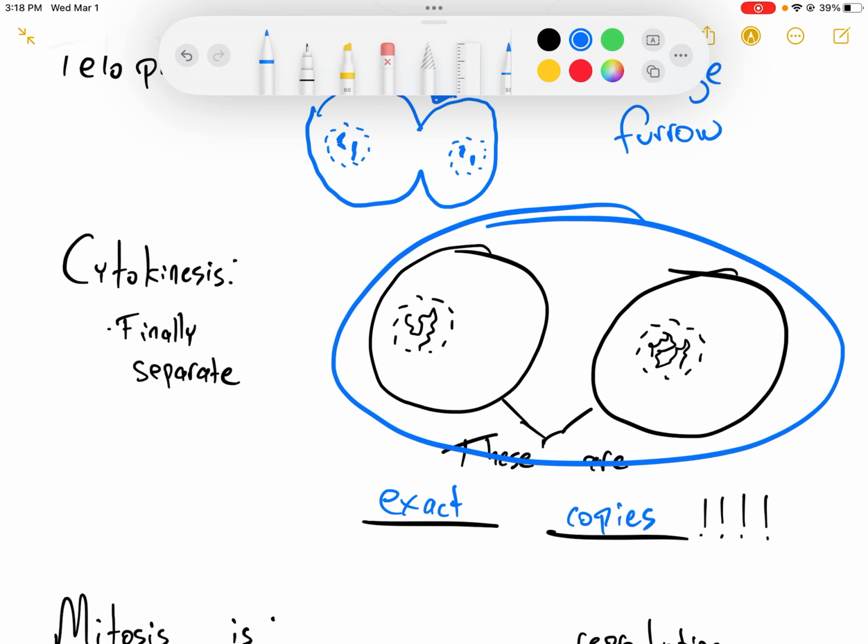They look exactly the same. They're going to function the same. They have all the same DNA. We started with one cell. We now have two cells. We have successfully reproduced those cells.